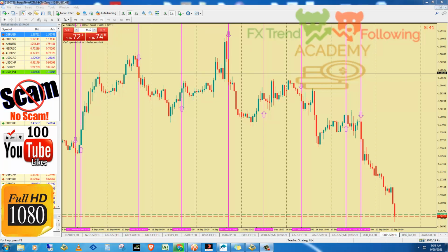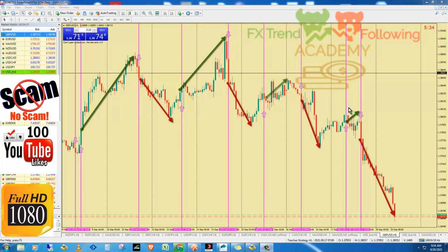All right, so I can show you right now what you see on the screen. All these vertical lines represent some of the trades that I even send you guys in my Telegram channel.